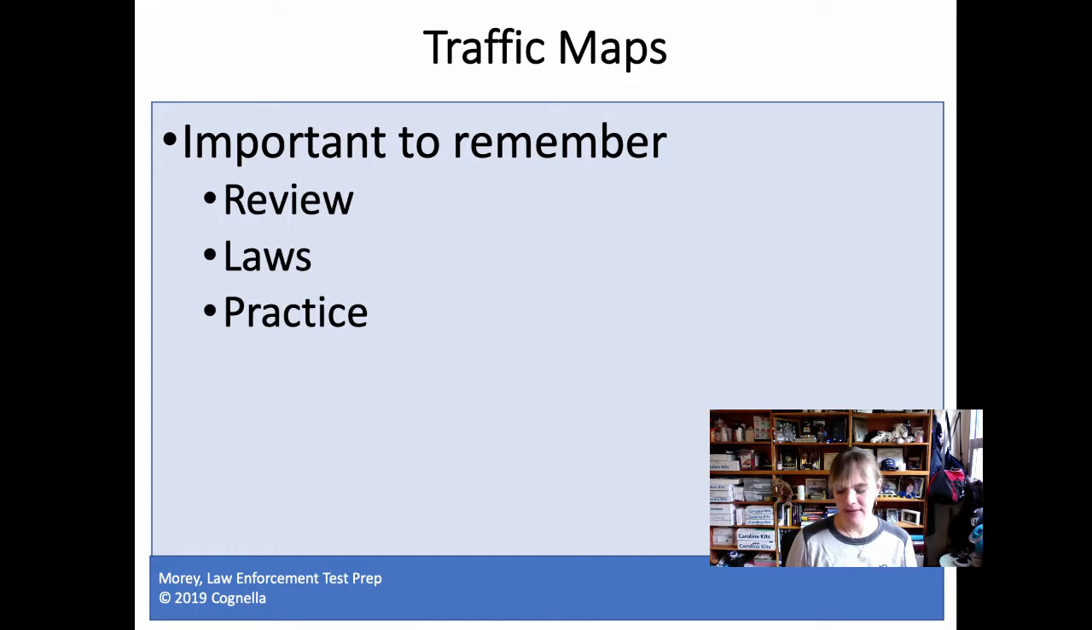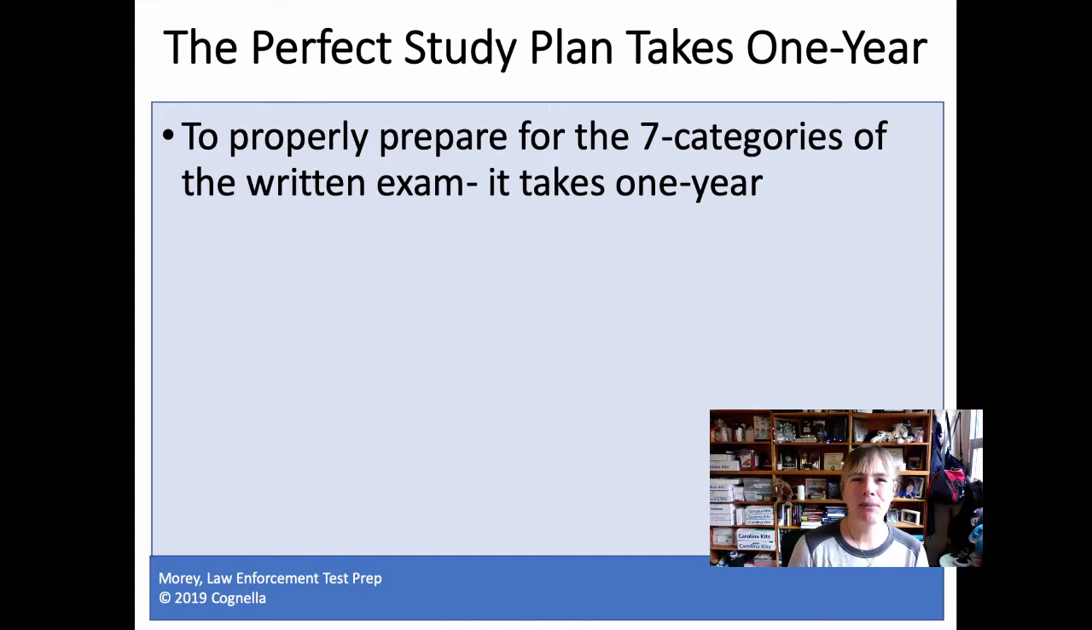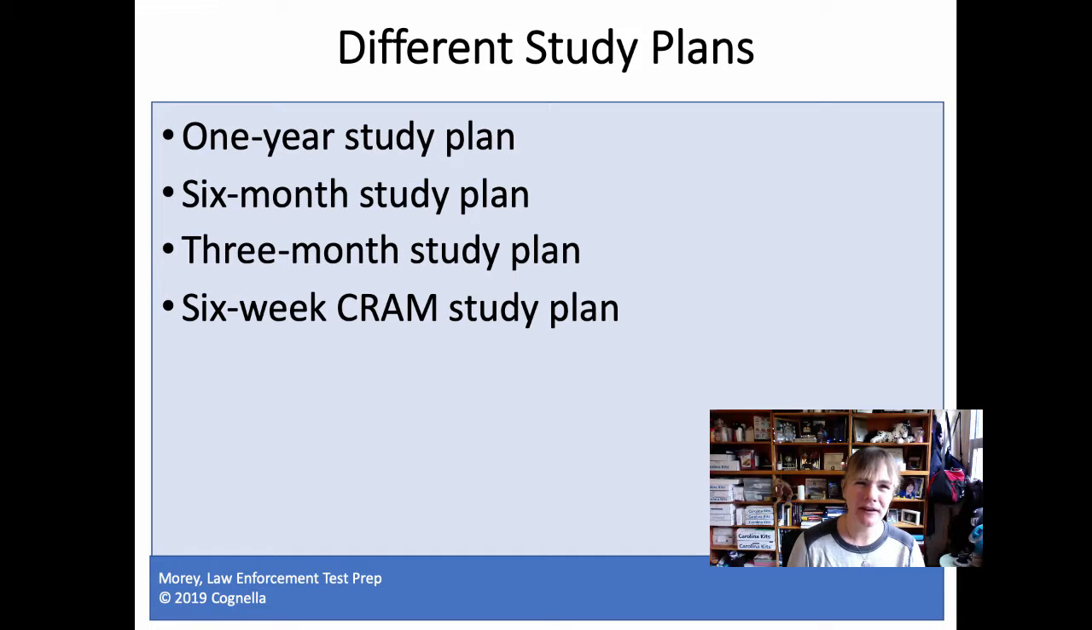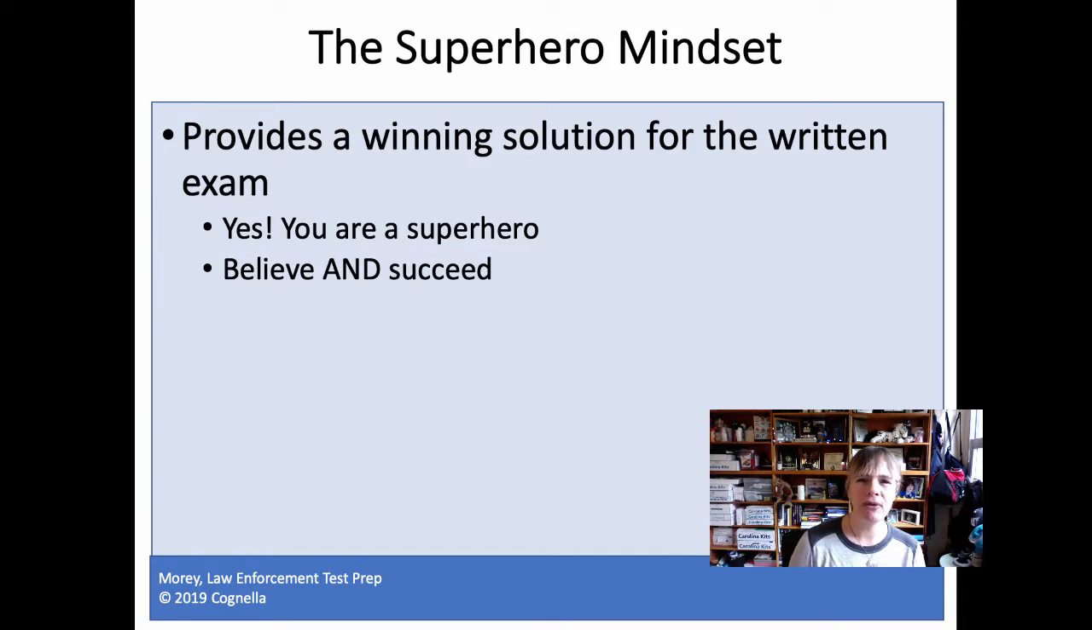All right, the perfect study plan, like I said, takes 1 year. There's 7 categories. So you can see how if you have to focus on a lot of things, it can take a while. In the textbook, I have included a 1-year study plan, a 6-month study plan, a 3-month, and a 6-week. Obviously, you can modify those as needed, but they really are helpful to get you going on how you need to prepare for the written test, depending on how much time you have.